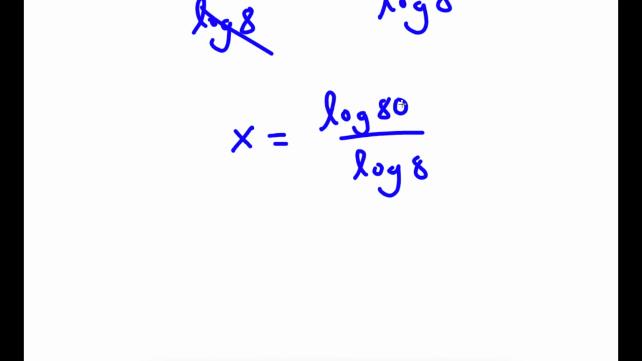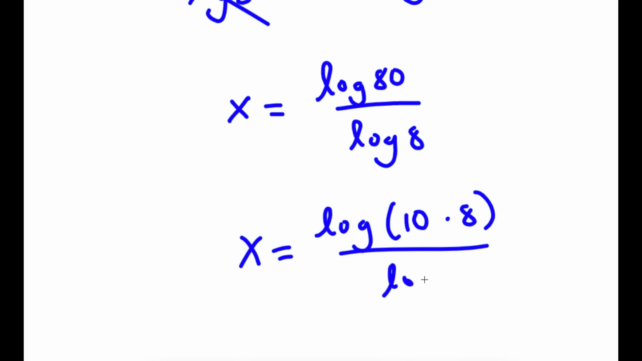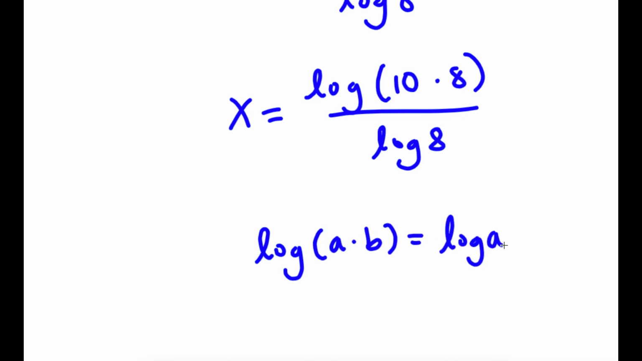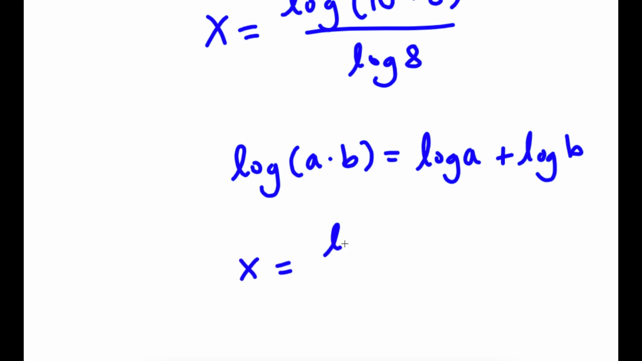So now log 80 here, well, 80 is the same thing as 10 times 8. So I'm going to rewrite log of 80 as log of 10 times 8. And if I have something in the form log of a times b, this is equal to log a plus log b. So in this case, log 10 times 8, that's going to equal log 10 plus log 8, and now I have this over log 8.